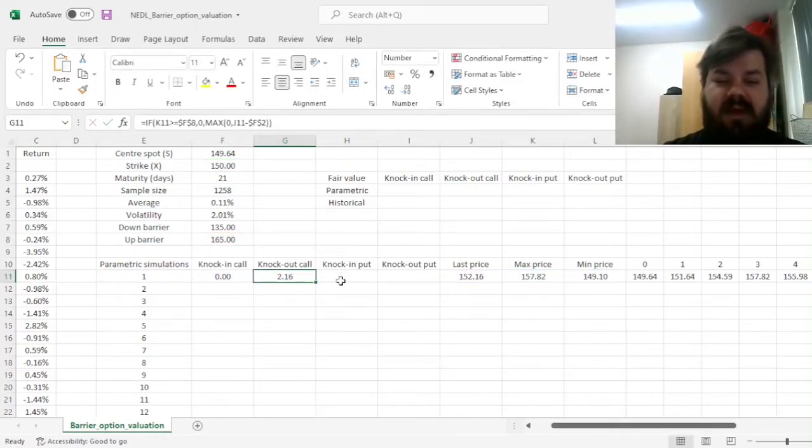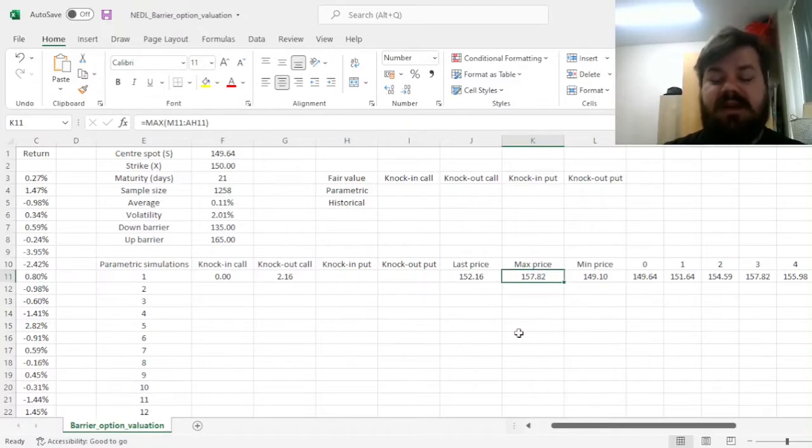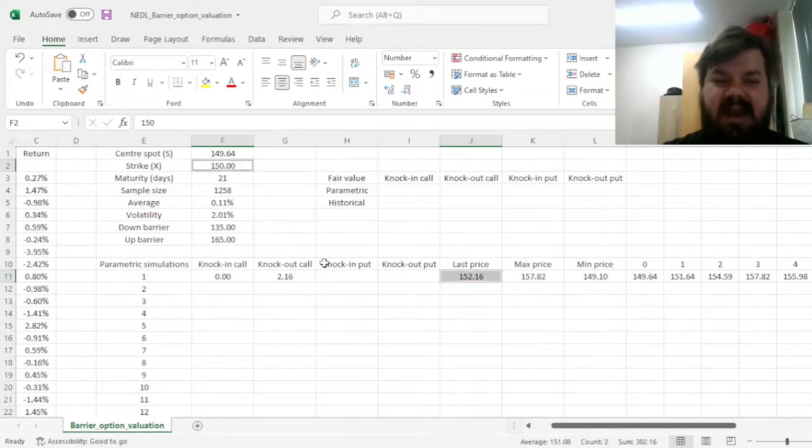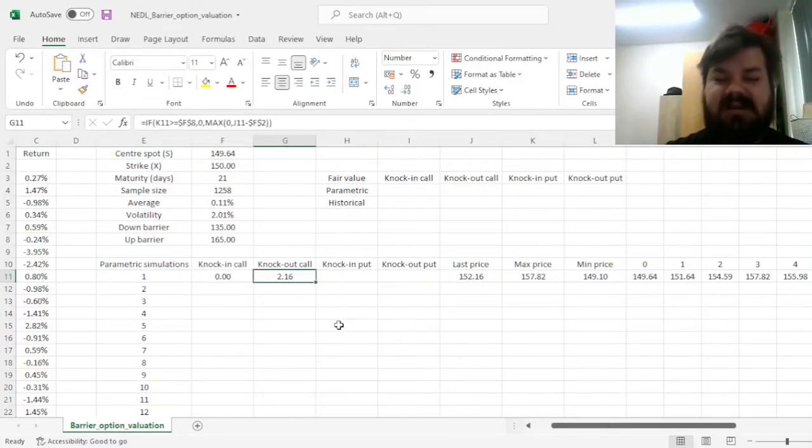So here, quite conveniently, we have got a simulation where our maximum price is below the barrier, and our last price at the end of the lifetime, at maturity, is above the strike, meaning that we can exercise our knockout call beneficially for a gross payoff of $2.16 per share.